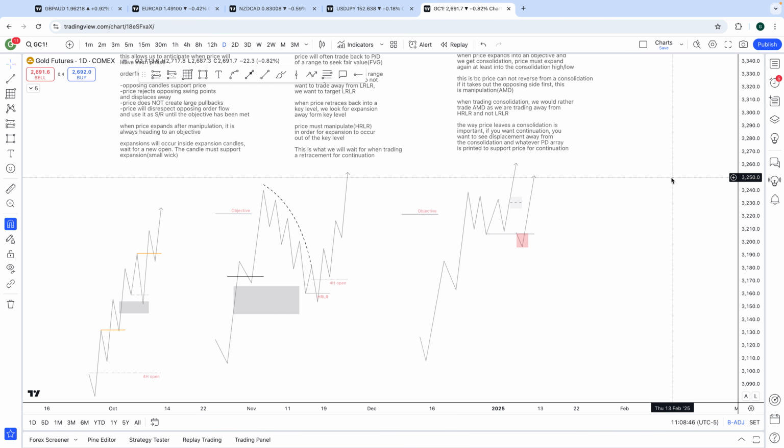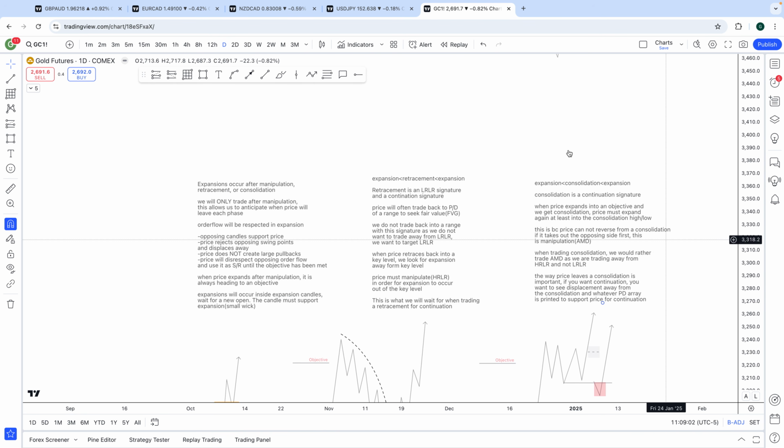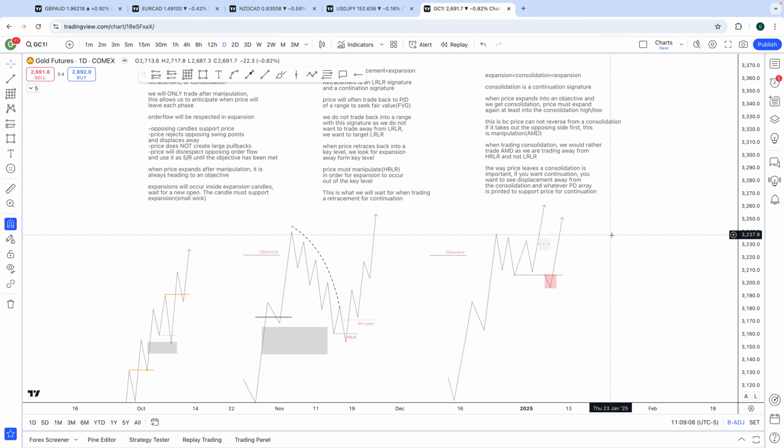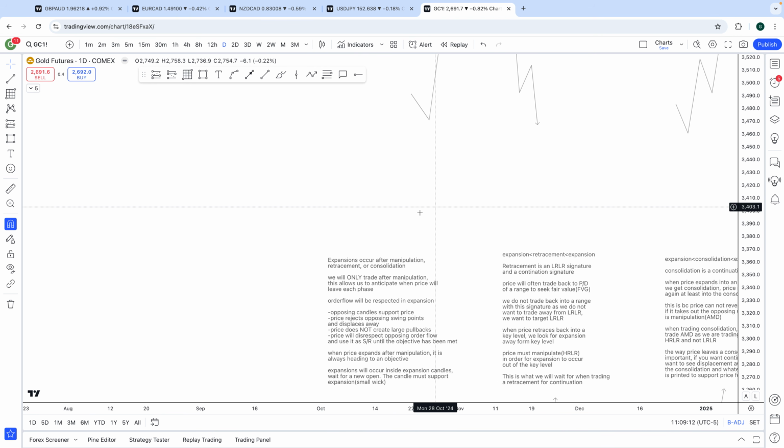Over mainly IPTA phases of price and also open, high, low, close logic, because this is essentially how I trade. And I'll try to throw in some examples. So let's start with the phases of price. There are 4 phases of price: expansion, retracements, consolidation, and reversal. We're going to cover these individually.